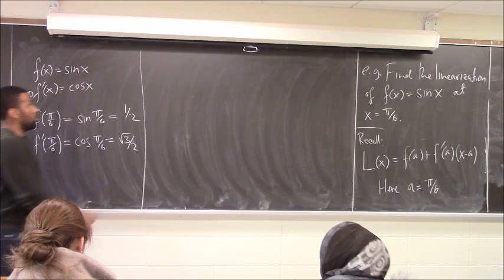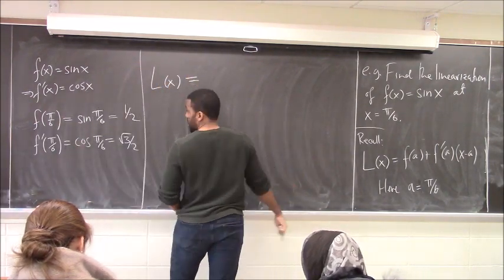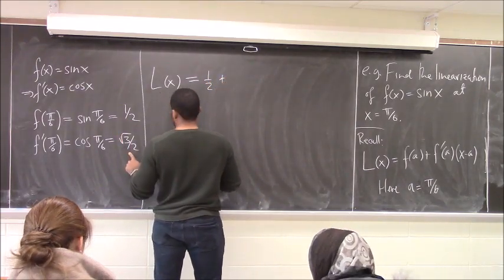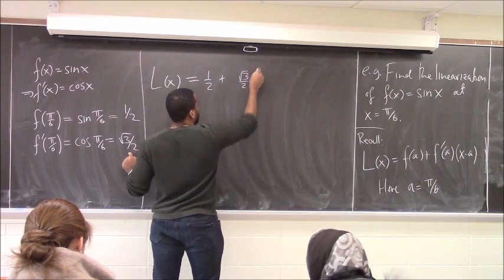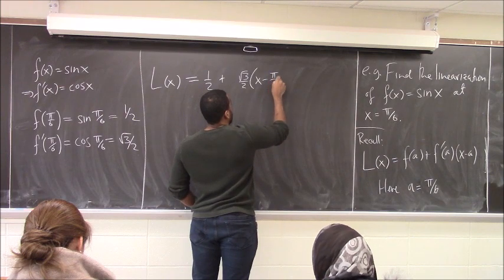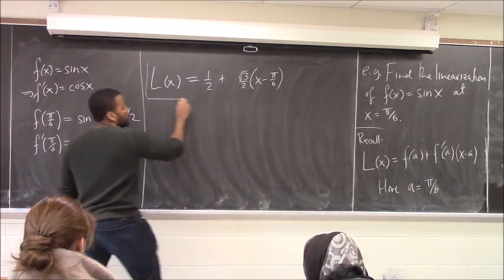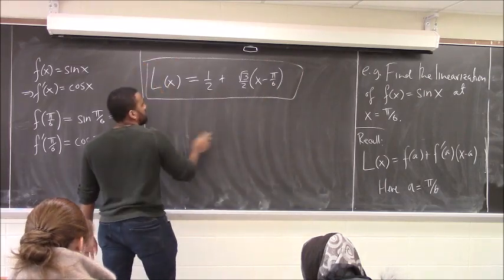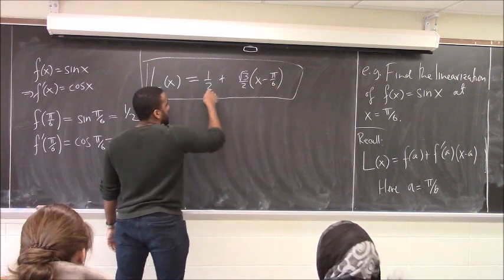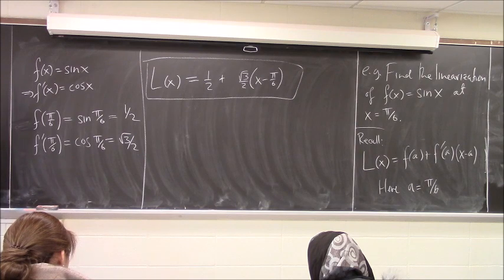Okay, so now we can say the linearization is going to be f of a, which is a half, plus f prime of a, radical 3 over 2, times x minus a, so it's x minus pi over 6. You'll notice that this is the equation of a straight line. That's your slope, and that's your x. If you multiply this out and then add it to the half, that will give you the y-intercept. And that's the linearization of sine.